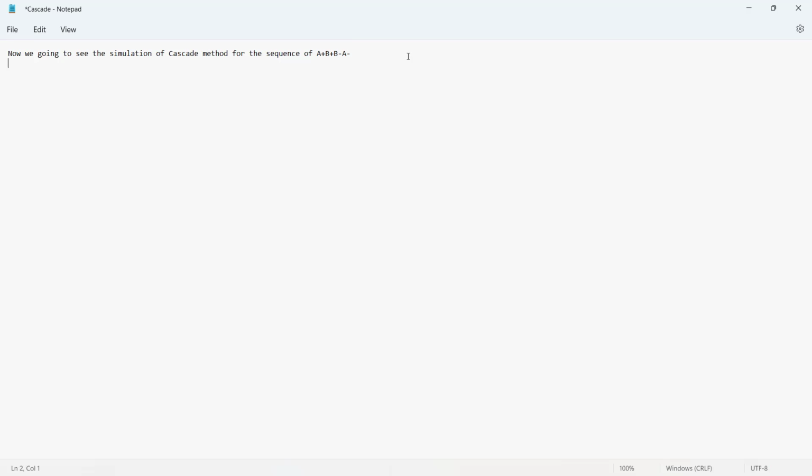Steps involving the cascade method. Step 1: Write the given sequence. A plus, B plus, B minus, A minus. Step 2.